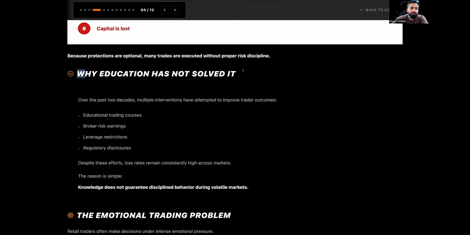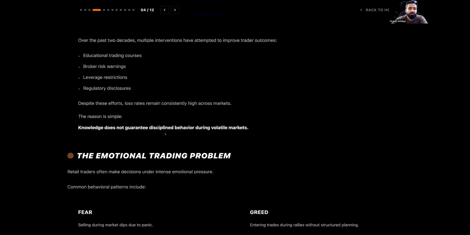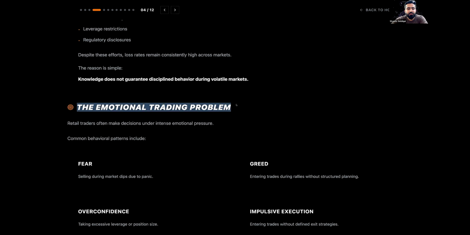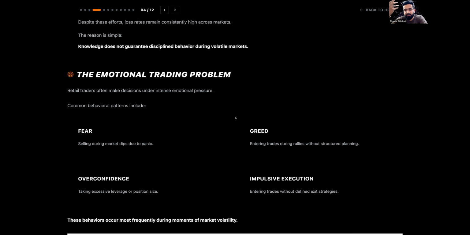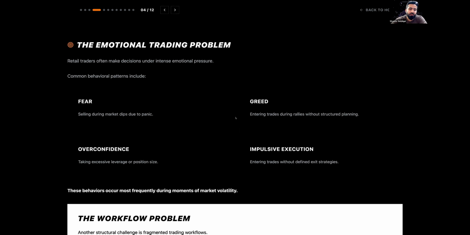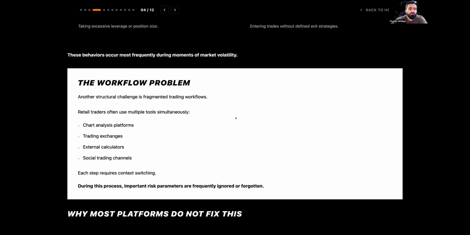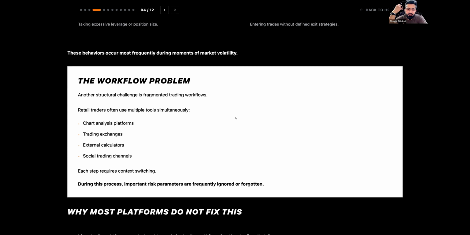And why these problems were not solved by education, and the emotional trading problem, which is there, of course, in the retail trading industry: fear, greed, overconfidence, impulsive execution, all of which we discussed. Then the workflow problem. This is the fundamental challenge that is there in the retail trading industry, the workflow issue.